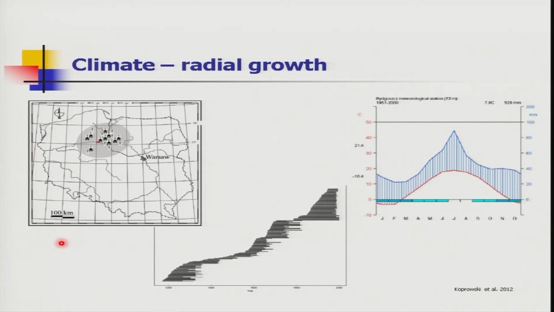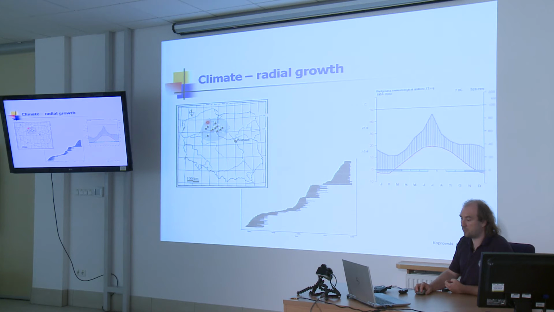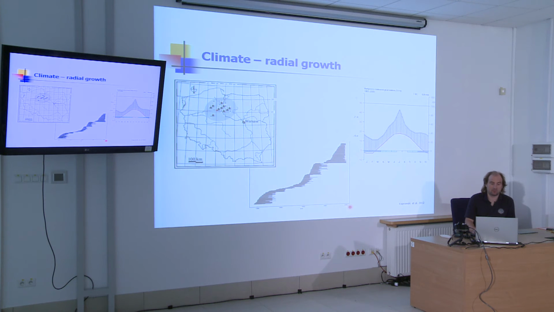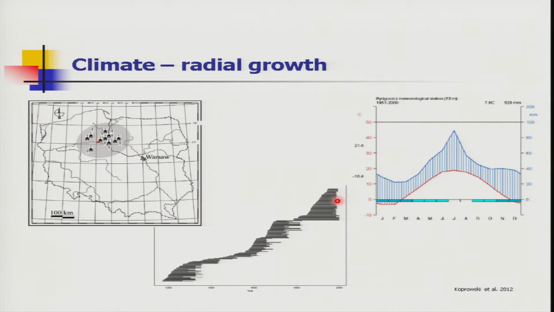So here I present a study from northern Poland. You see this gray area. They collected historical wood from churches and other buildings, and the material covers the time span from 13th century up to now. These black bars here indicate individual trees, and you may follow the replication of certain periods.